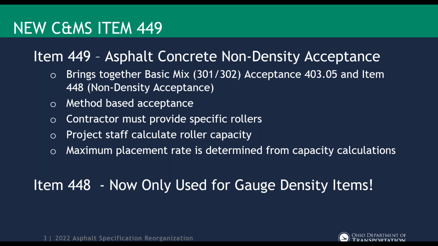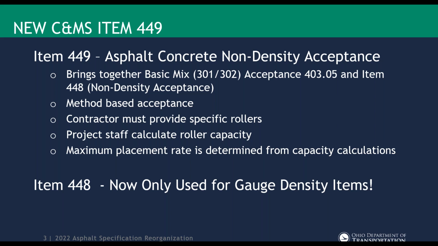You just might need to look for a different spot to find the spec language you're looking for. The project staff must still calculate roller capacity. Again, nothing changed there. The contractor has to provide these specified rollers, and then the maximum placement rates are determined from those calculations. So that's the 449 non-density acceptance.